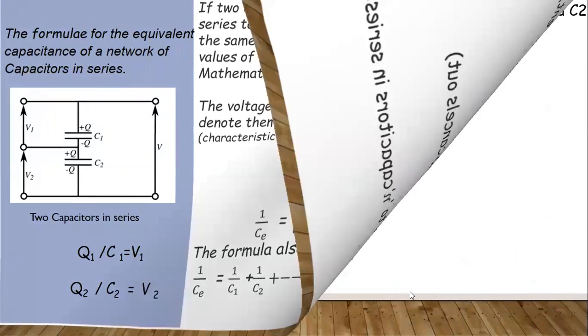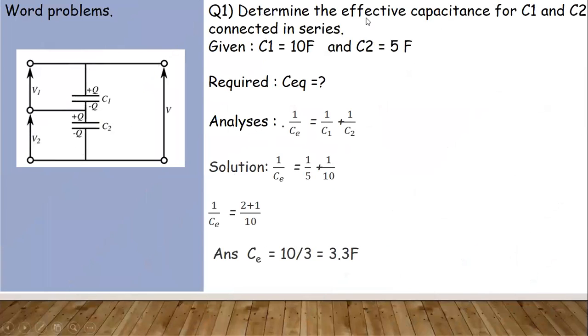Now we are going to solve the word problems related to that. Now this is a series combination where C1 is 10 and C2 is 5. So we are going to find the combined capacitance. The combined capacitance formula is 1 upon CE is equal to 1 upon C1 plus 1 upon C2. That is for the series circuit.